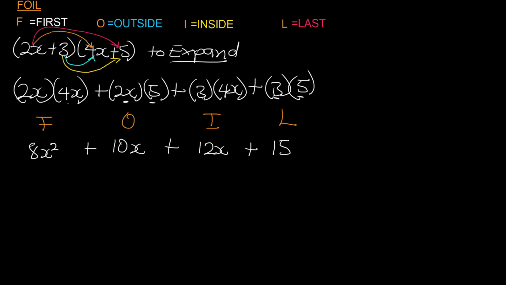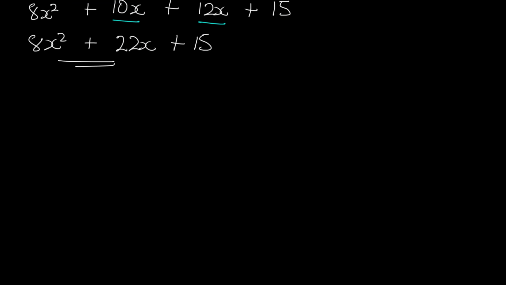What we do now is to collect like terms. 12x and 10x are like terms. So we get 8x squared plus 10x plus 12x gives us 22x, and the last term is plus 15. This is how we multiply or we expand the bracket. Let's take another example before we go to method 2.